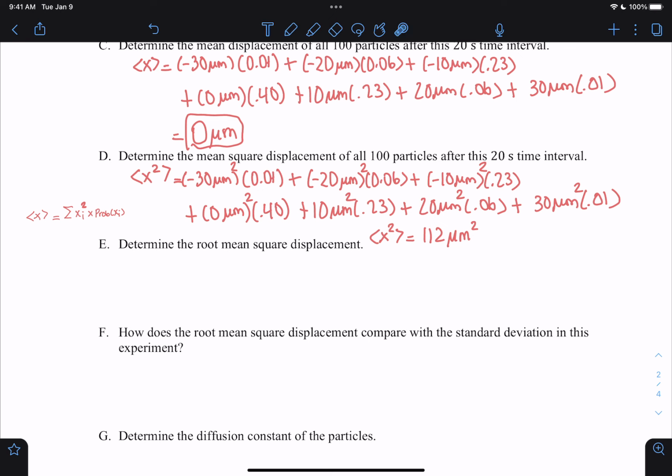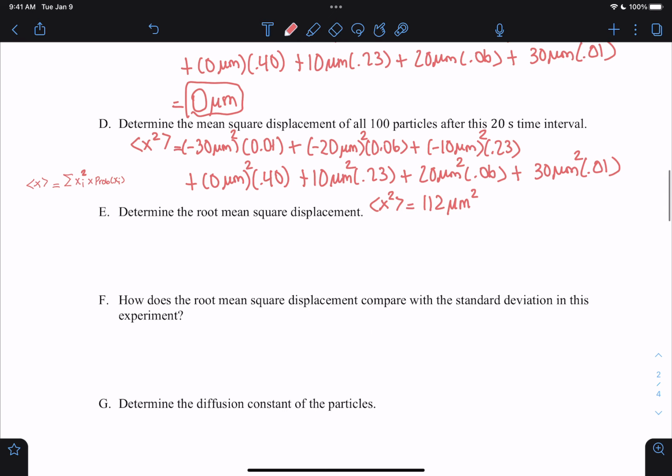Okay, for E now, determine the root mean square displacement. Anybody else want to give this one a shot? Matthew, you've spoken up. Zainab, you've spoken up. Anybody else want to give this one a shot? Okay, go ahead, Christian. Yep, excellent.